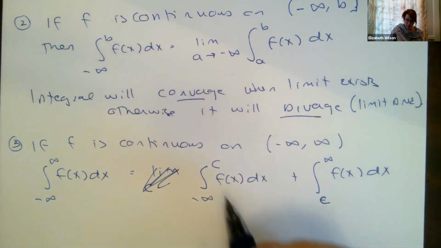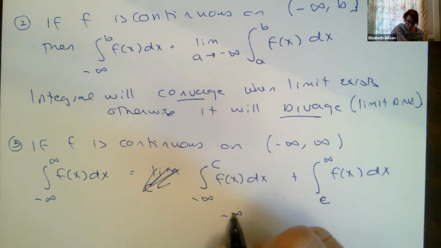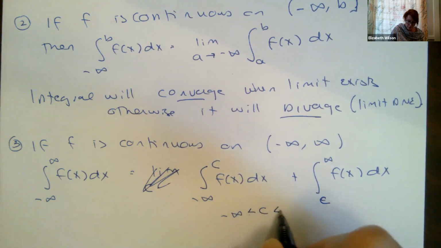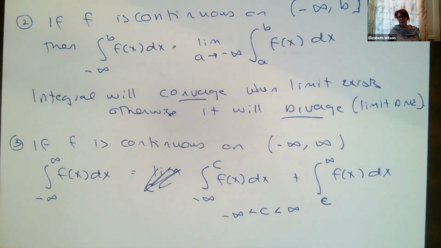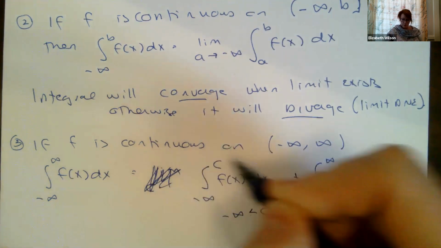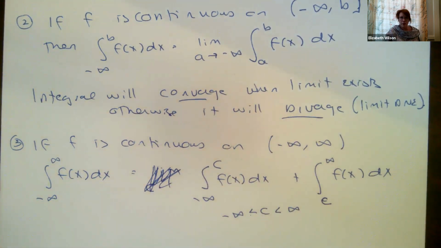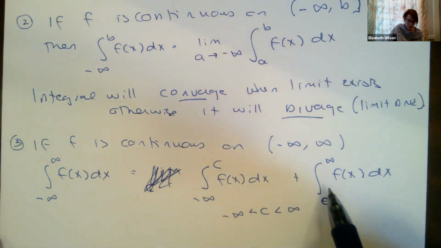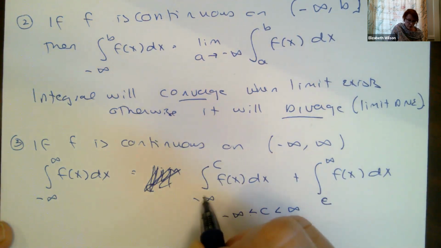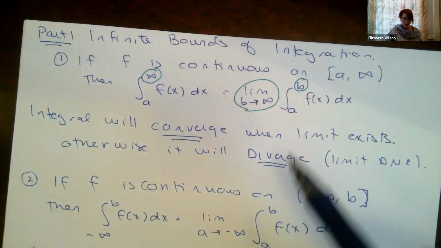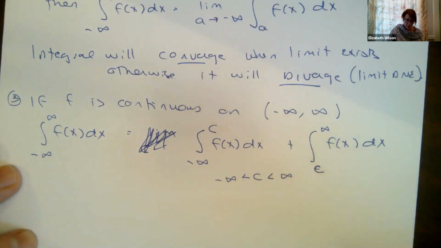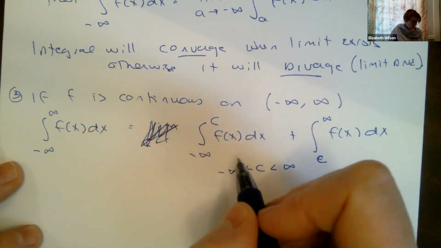Where c is some value, and typically I'll use 0, unless there's a discontinuity at 0. My c value here will be 0. It doesn't matter. Just pick some number that makes sense to you. I usually like to use 0. It's an easy number to use. And now we're going to process this like I would for part 1 or part 2. I'm just going to break it apart so that each gets broken into a limit.